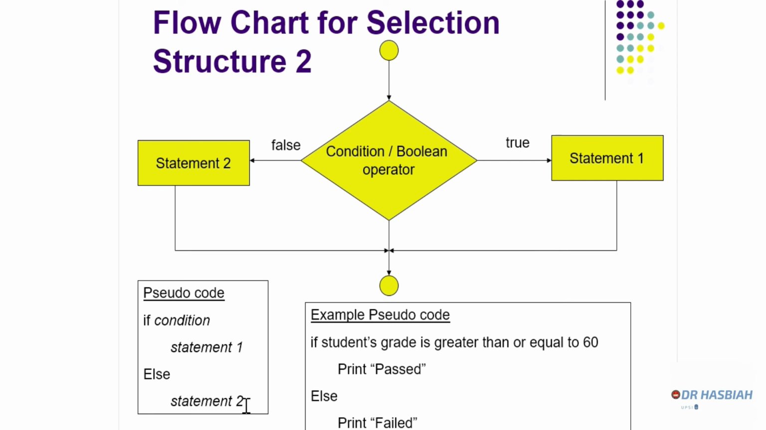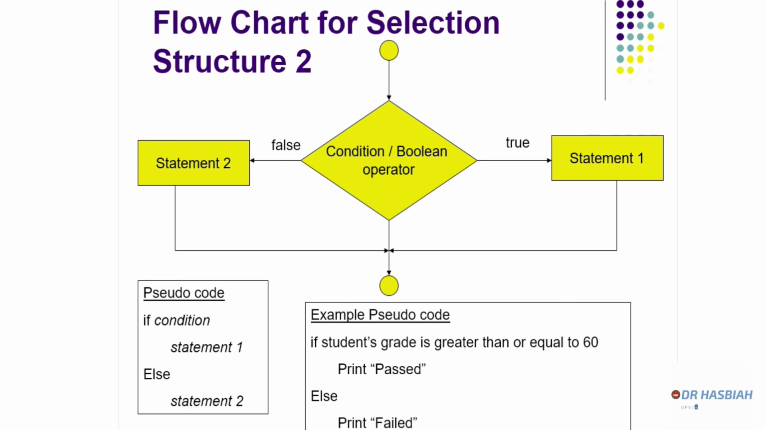For example, in our daily life, when we want to use a condition, let's say, is it raining today? The condition here is, is it raining today? If it's true, raining, then open the umbrella. The statement that we want to do is open the umbrella. If it's not raining, don't open the umbrella. That is the scenario that we have in our daily life. Example of pseudocode here: if student grade is greater than or equal to 60, print pass.